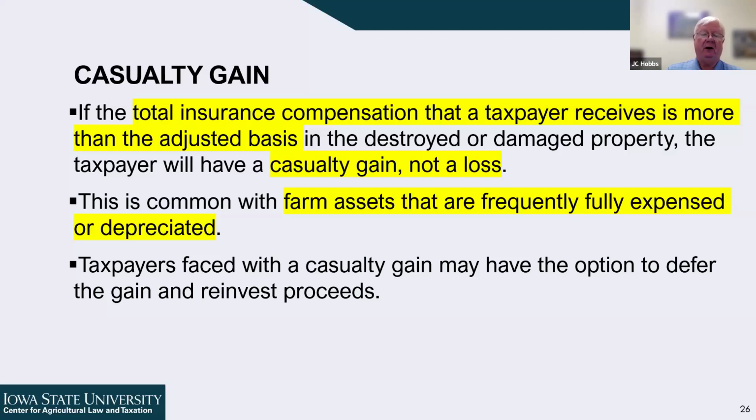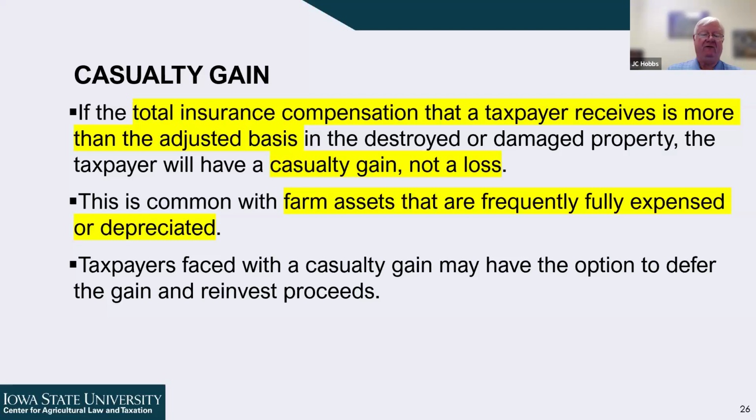When does this occur? We bought a farm tractor a few years ago. What did we do? We immediately wrote off the cost of that tractor. We expensed it using the 179 or bonus depreciation, so that our adjusted basis this year on that tractor is zero. The insurance compensation on that, we may have had insured for $50,000. Since the adjusted basis is zero, now we've got a $50,000 casualty gain that is potentially taxable. I said potentially.